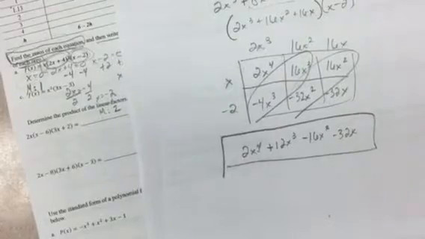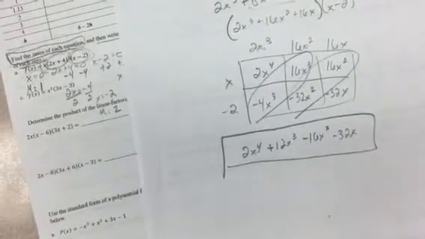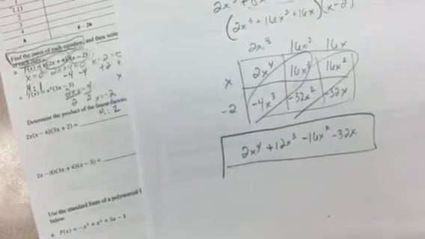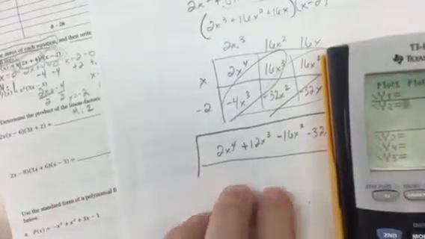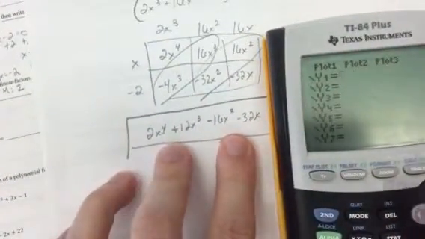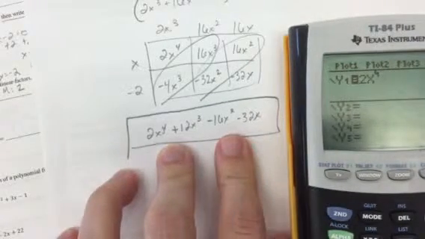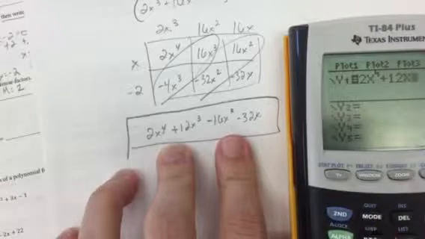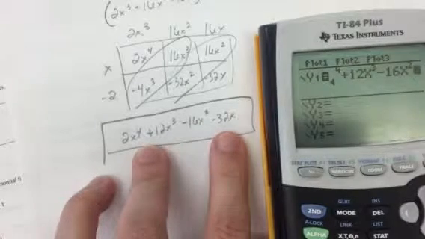Now, there's a lot of places that you can make mistakes when you're multiplying out or factoring. So one really good way to check to see if we did our work right is to take this equation and enter it into your graphing calculator: 2x to the 4th plus 12x to the 3rd minus 16x squared minus 32x.